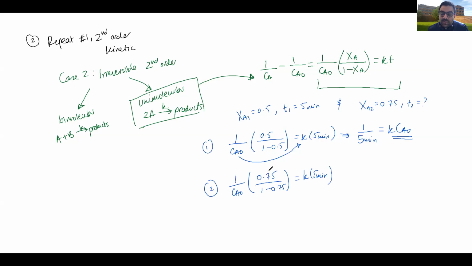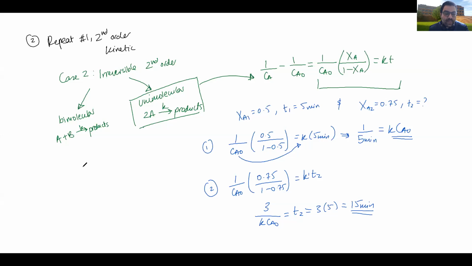Sorry, this is not 5 minutes. This is T2, we're trying to find T2 in this case. K multiplied by T2. 0.75 over 0.25 is 3, so I have 3 divided by K Ca naught is equal to T2, and K Ca naught is 1 over 5 minutes. So T2 is equal to 3 multiplied by 5, which is 15 minutes. So T2 in this case is 15 minutes.